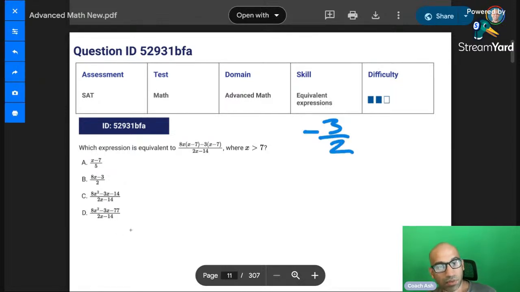Now, which of these is negative 3 over 2? The same strategy, just get rid of this x. You got negative 7 over 5. Here, this is negative 3 over 2, and boom. There you go. That's your answer.